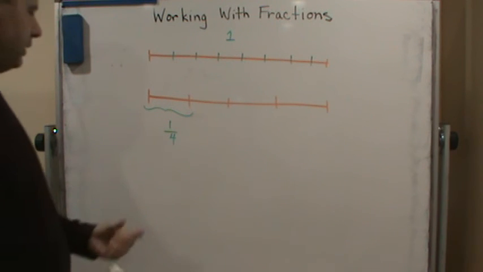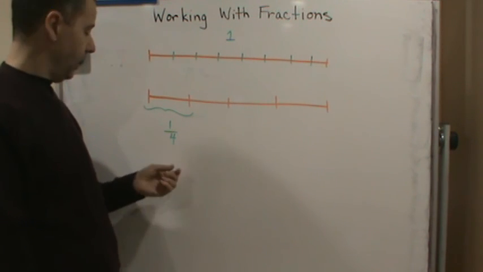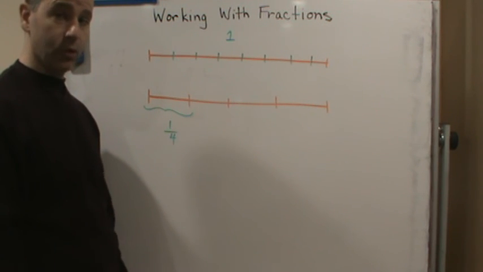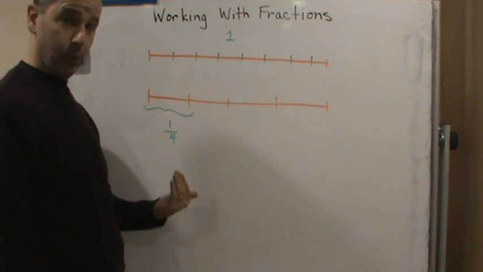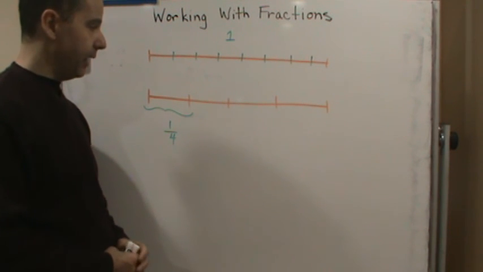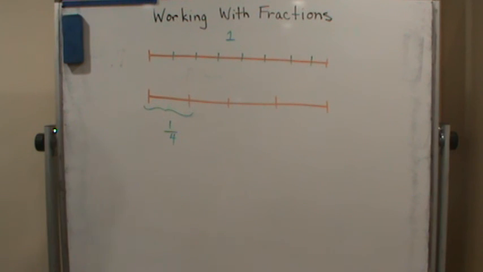Okay, and so the denominator is 4. That tells us what kind of fraction we're dealing with. And the top number is telling us how many of those fourths we're taking. How many of those equal pieces are we going to take? Okay, and that's the understanding of fractions.